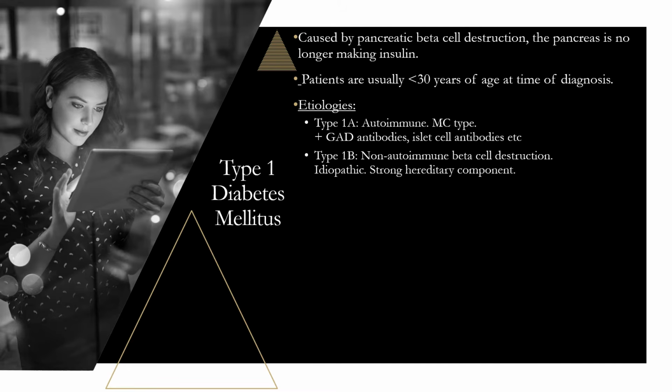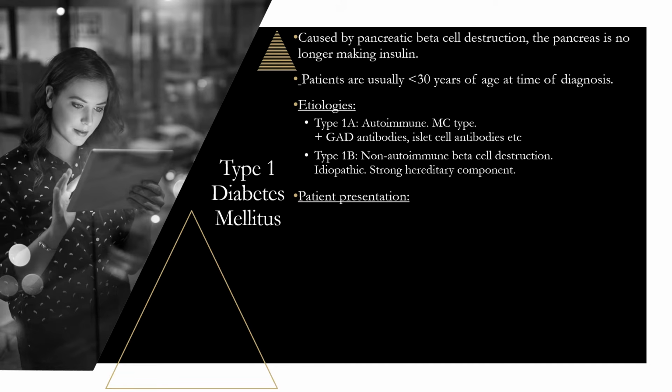And then there's type 1B, which is the non-autoimmune beta cell destruction form of type 1 diabetes. This one is not as common. It's idiopathic, and it has a much stronger hereditary component. A lot of patients with autoimmune type 1 diabetes have no other family members with type 1 diabetes, but type 1B does carry a stronger hereditary component.